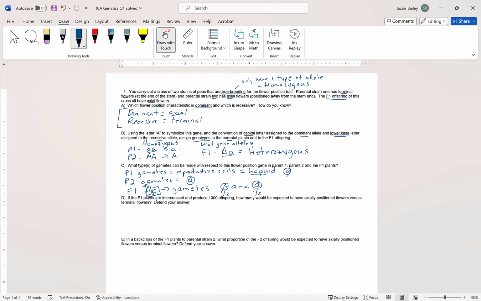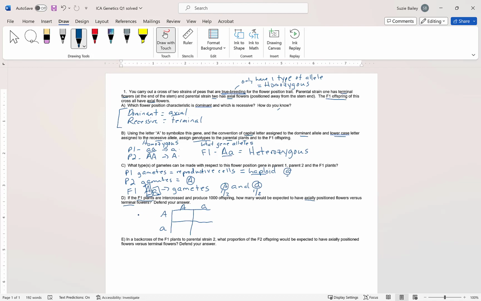So question D now asks, if the F1 plants are intercrossed and produce 1,000 offspring, how many would be expected to have axially positioned flowers versus terminal flowers? So if we're going to intercross the F1 plants, we have one plant that can produce 2 types of gametes. We can put those types of gametes down one side of a Punnett square. The other plant, being the same genotype, is going to be able to produce exactly the same types of gametes. We can put those gametes down the other side of our box and create a Punnett square to represent all possible offspring types that we could get from this kind of a cross between genetically identical F1 plants.